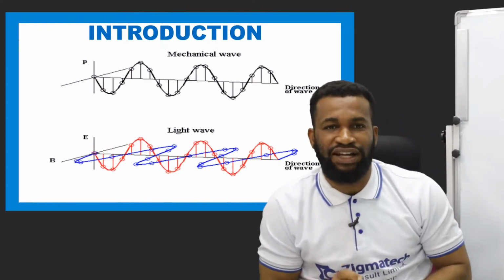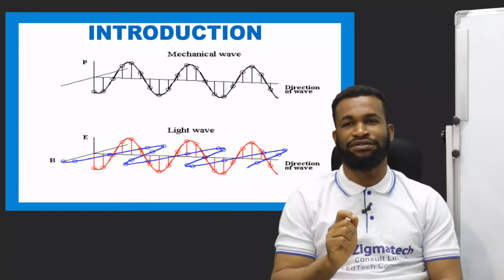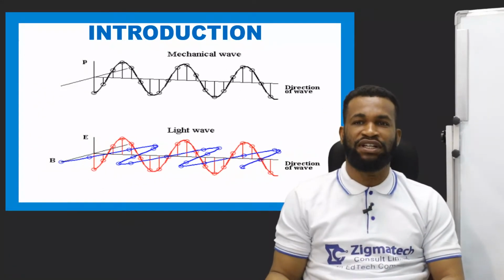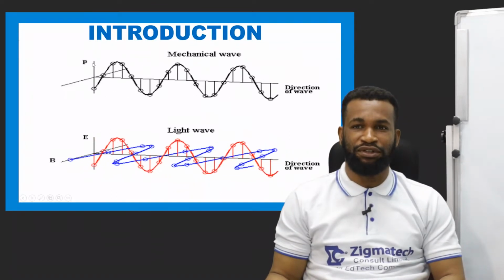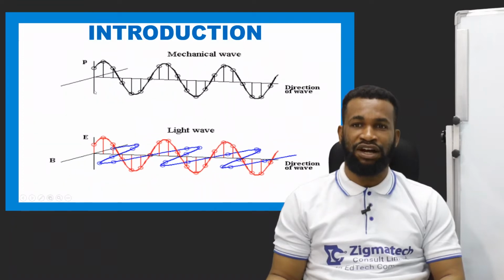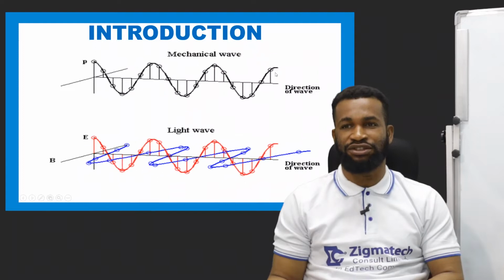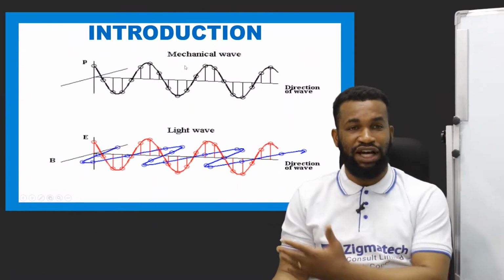Now, if you look at the screen very well, you see that there are two kinds of waves. One is moving up and down. The one on the black, the one at the top, is moving up and down, and as it's doing that, the wave is moving in this direction. So it is called mechanical wave.